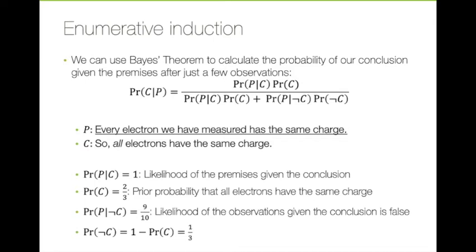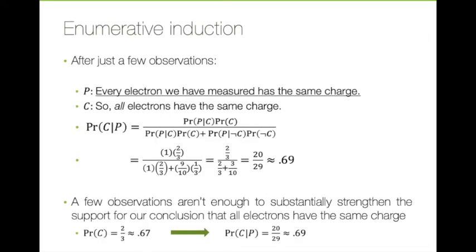Finally, the probability of not C should be calculable directly from the probability of C, using our formula for the probability of a negation. That's just 1 minus the probability of C, or 1/3. So plugging in those numbers we assigned, we get the probability that all electrons have the same charge, given that every electron we've measured has the same charge, when we've only measured about 5 electron charges.